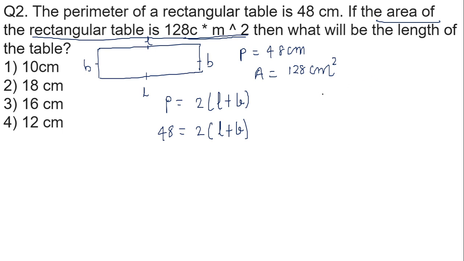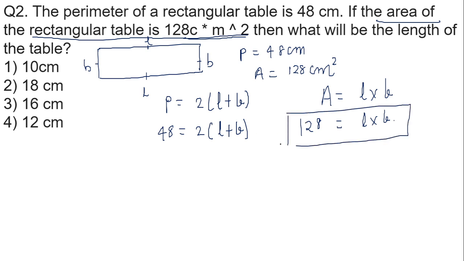Now we know the formula for area. Area is equal to length into breadth. What is the given area? 128 centimeter square is equal to length into breadth, which is the formula for the area of the rectangle. Without solving all this, one thing you can clearly do is just check where the multiplication of any given length will come to 128. In the options, they have given us the length.